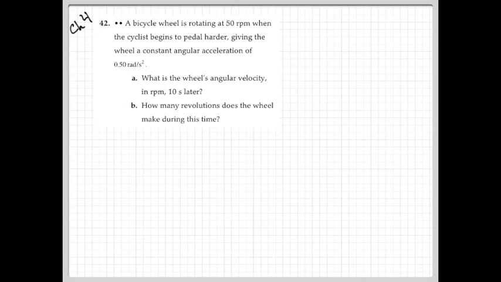So here we have a problem. It says a bicycle wheel is rotating at 50 RPM. When the cyclist begins to pedal harder, giving the wheel a constant angular acceleration of 0.5 radians per second squared, what is the wheel's angular velocity in RPM 10 seconds later? And then part B, how many revolutions does the wheel make during this time? Okay, so we're doing a kinematics problem, but in rotational form. So how do we solve kinematics in the past? You start by listing all of your variables.